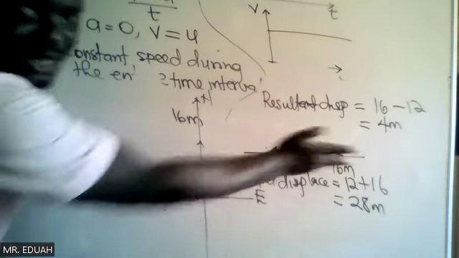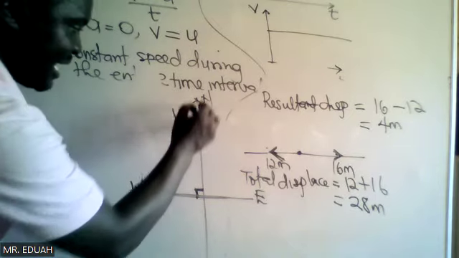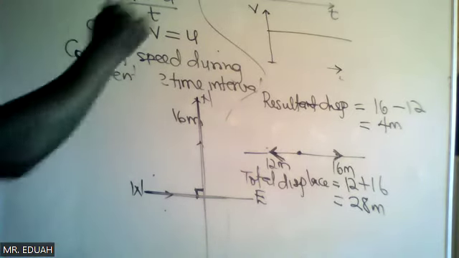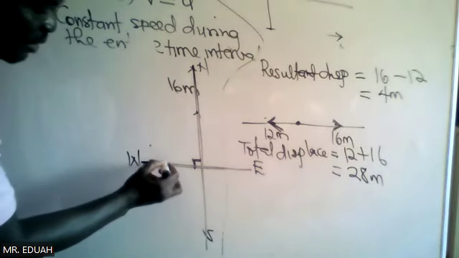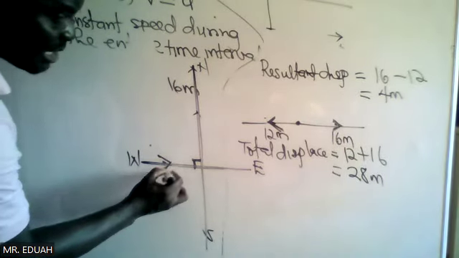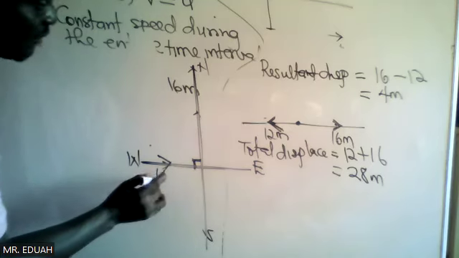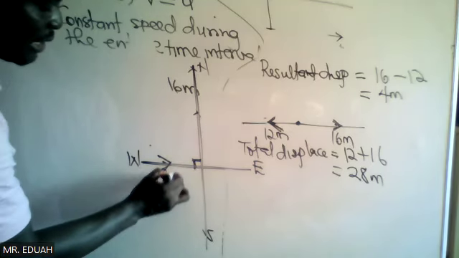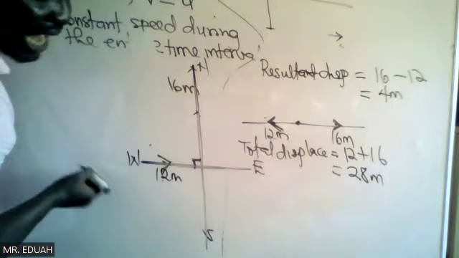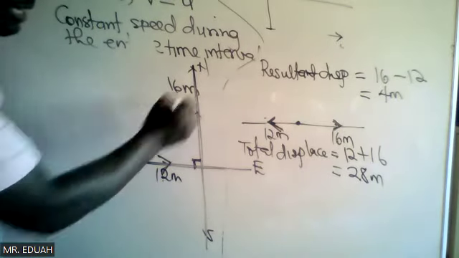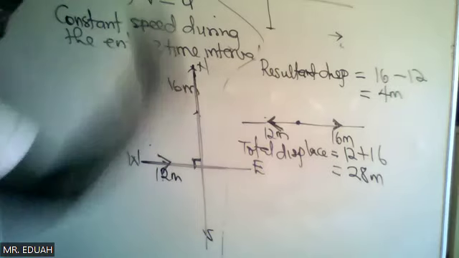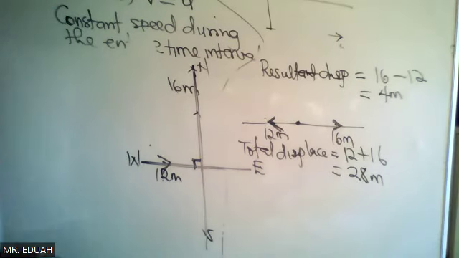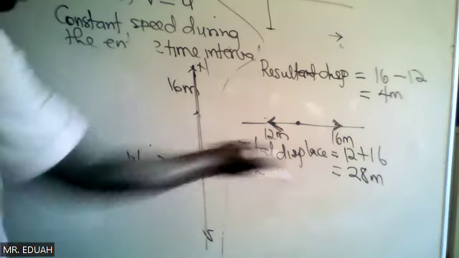West, east is one horizontal plane, and then north, south is another vertical plane. So we have a body moving 12 meters due east along the horizontal plane, and another body moving 16 meters along the vertical. Okay, so the body is moving along two planes.